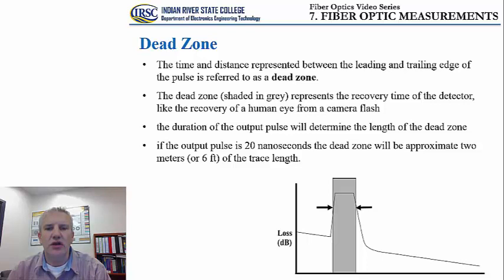That zone is shown here in gray, and it represents the so-called recovery time of the detector that is present in an OTDR, similar to the recovery of a human eye from a camera flash. The duration of the output pulse will determine the length of the dead zone. If the output pulse is 20 nanoseconds, the dead zone will be approximately 2 meters or 6 feet from the trace start. In other words, if you are sending a pulse using an OTDR that's 20 nanoseconds long, your OTDR will not be able to capture any reflections, any failure mechanisms or discontinuities that are within 2 meters or 6 feet from the location where the OTDR is positioned.